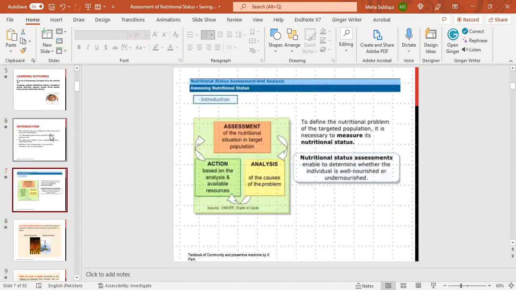So, to define the nutritional problem of the targeted population, it is necessary to measure its nutritional status. Nutritional status assessments enable us to determine whether the individual is well-nourished or undernourished. Assessment of the nutritional situation in the target population leads to analysis of the causes of the problem. Then action based on the analysis and available resources would take place.